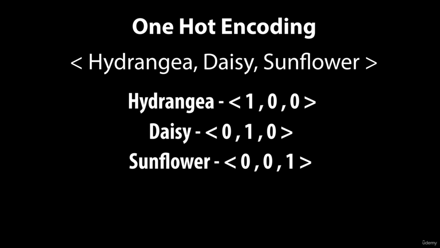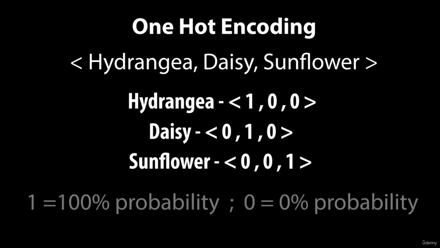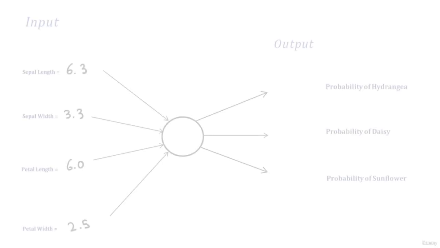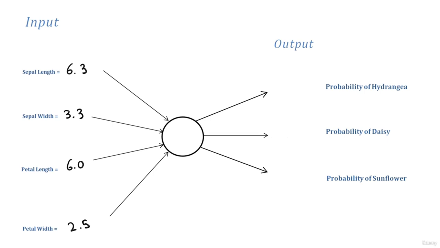For our purposes, however, I would like to think of 1 representing a 100% probability of a flower being a certain type, and 0 representing a 0% probability of a flower being a certain type. So going back to our model, we know that these inputs represent a sunflower, and since a one-hot encoded output for a sunflower is 0, 0, 1, we can write 0, 0, 1 right here.